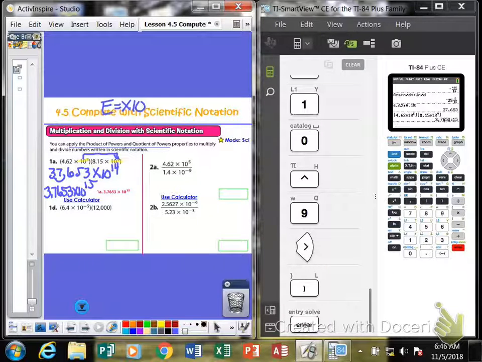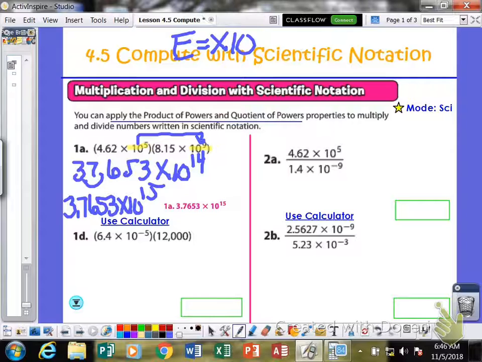I'm going to switch this here just to make it a little bit bigger. It's not working like I wanted it to, so we'll fix it. So 3.7653 times 10 to the 15th.